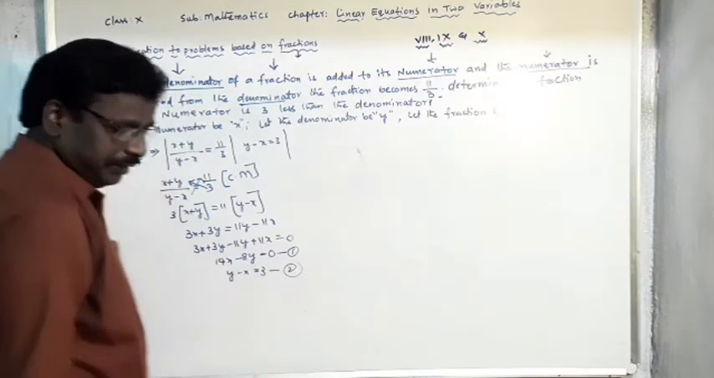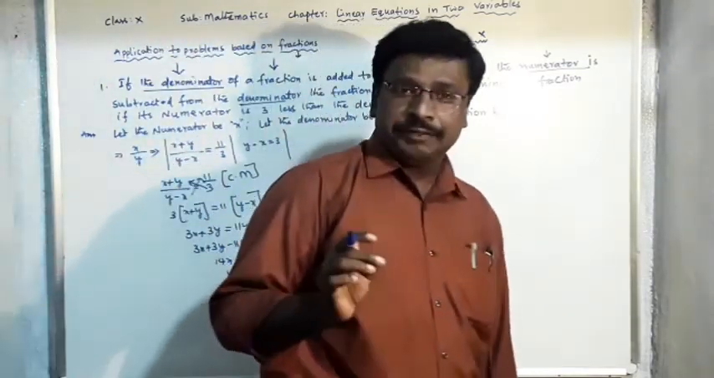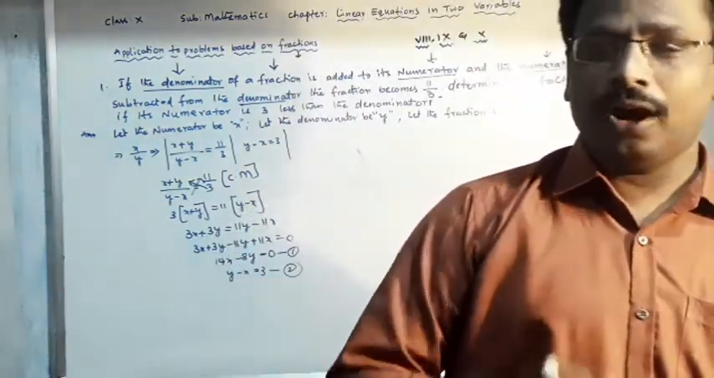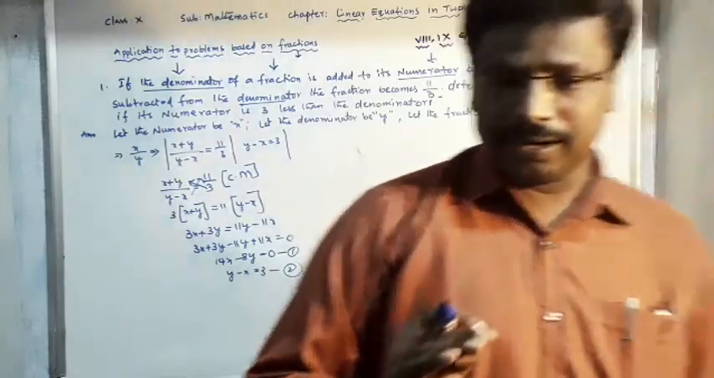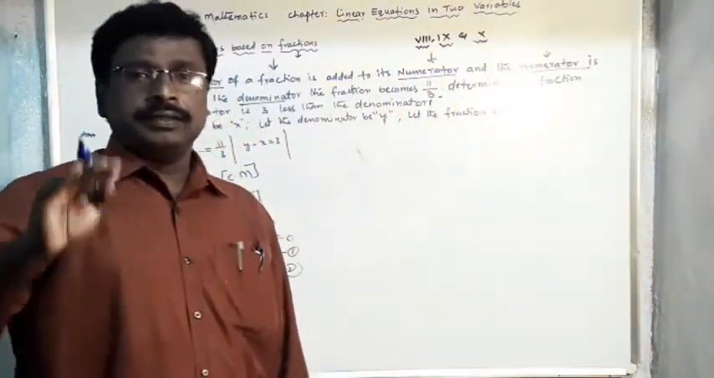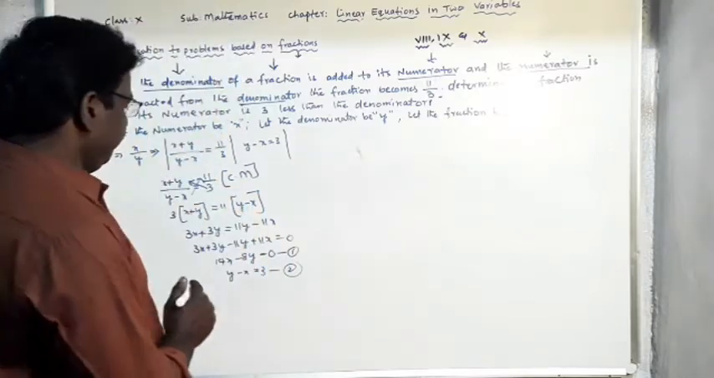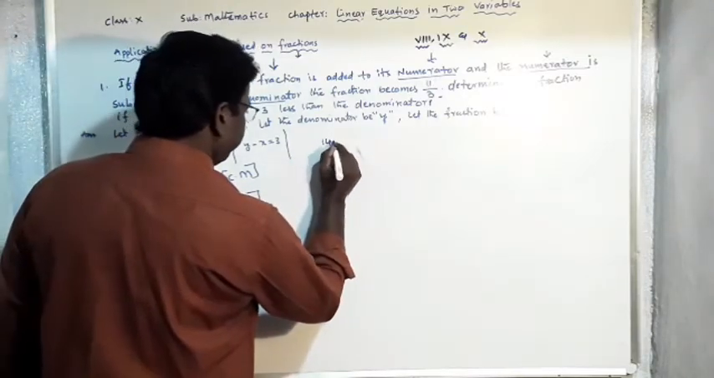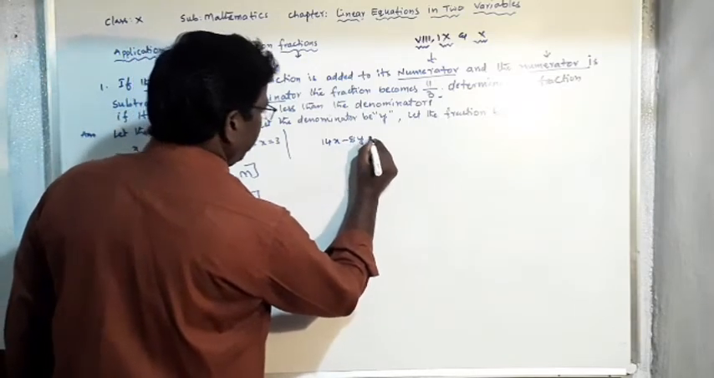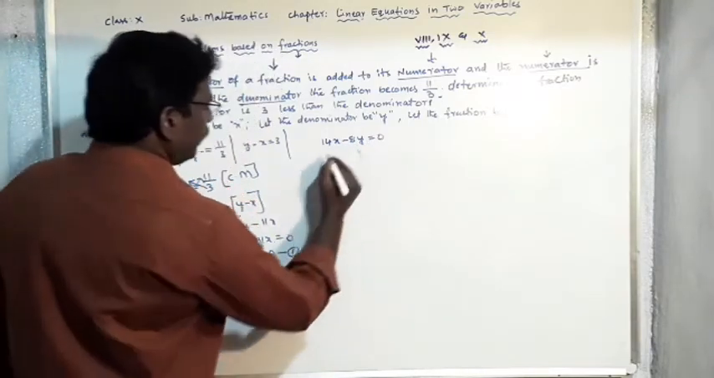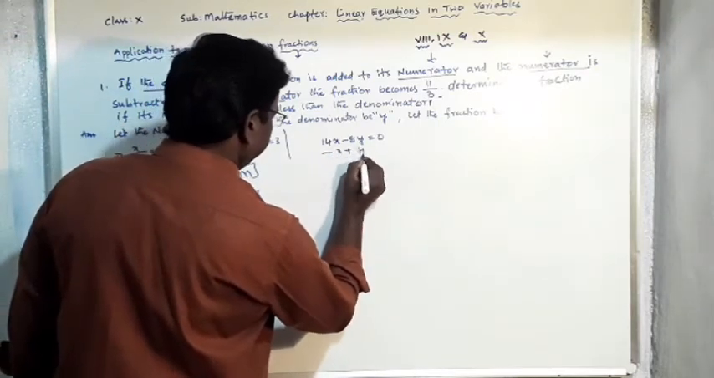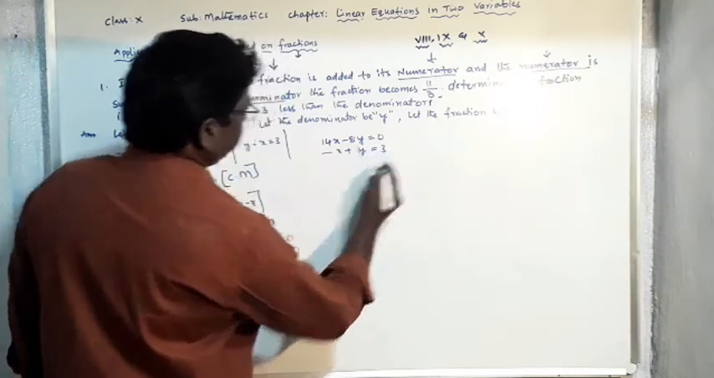Here there are two equations. You can find the value of x and y by the elimination method, substitution method, or cross multiplication method. Now I am going to use the elimination method. 14x minus 8y is equal to 0, and y minus x is equal to 3.